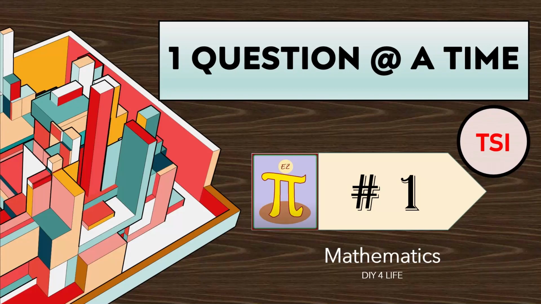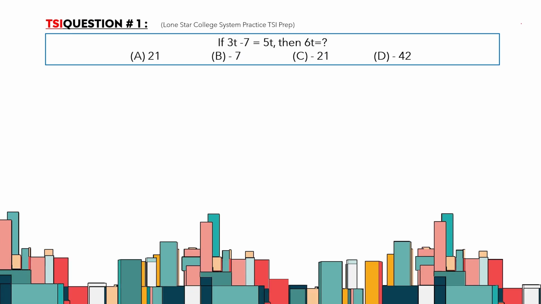Question number 1. If 3t minus 7 equal 5t, then 6t equal.